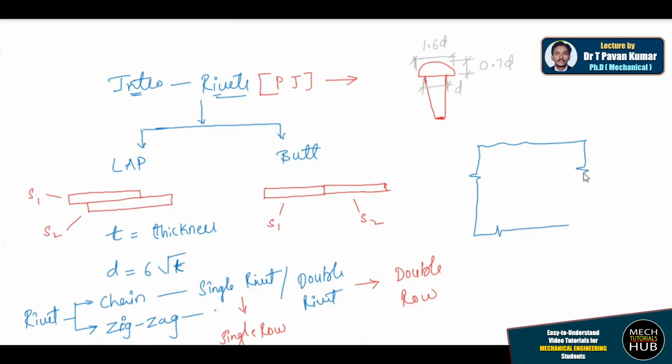This is one sheet. There is one more sheet placed over it, something like this. Now, to fix these two sheets, we have placed rivets. This is rivet number 1, rivet number 2, rivet number 3, and after this there is no sheet.